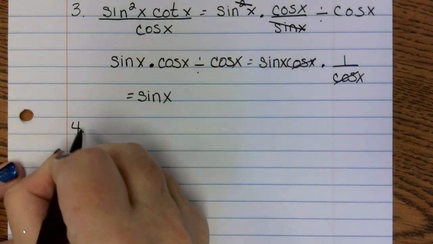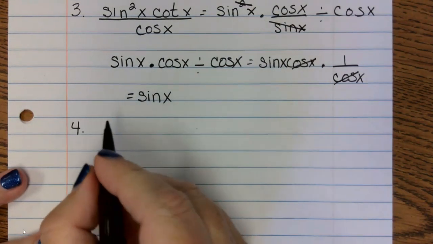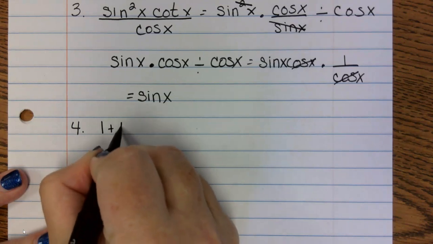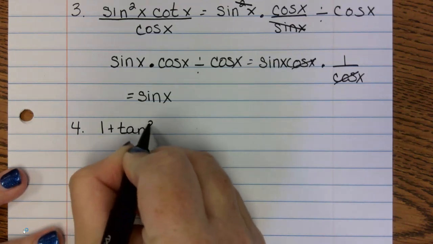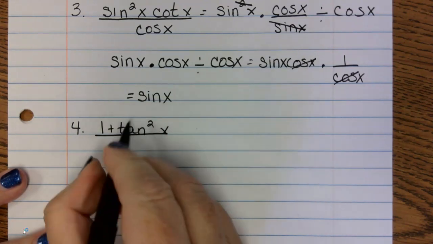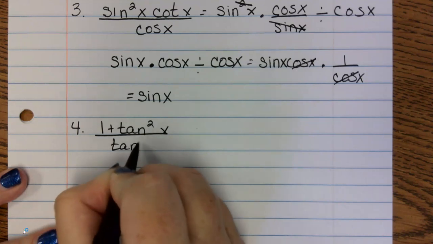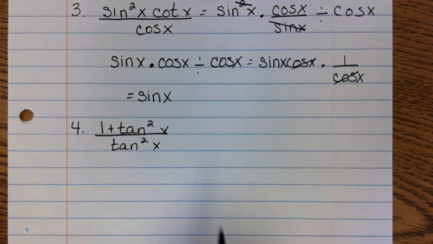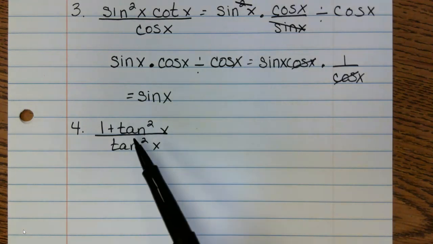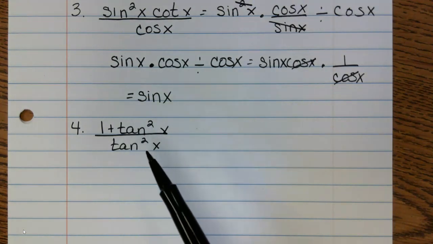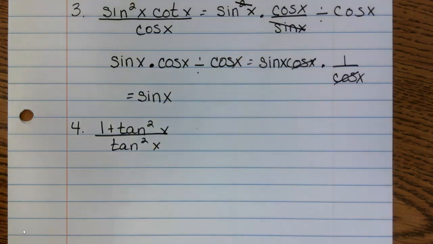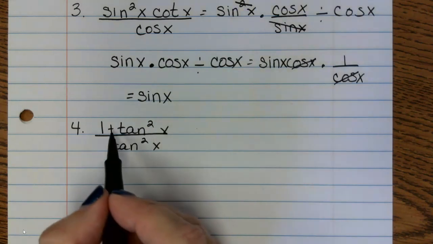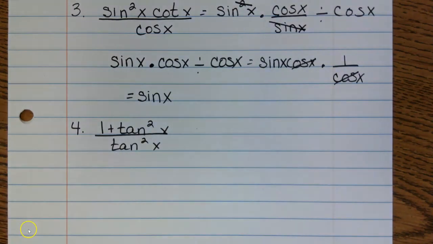Yes, you will get your identities on your test. Squared x over tangent squared x. Okay, so I know at this point right here, you are dying to cross them out, and the answer is 1. We cannot do this because of that plus sign. It is going to call your name to do it.